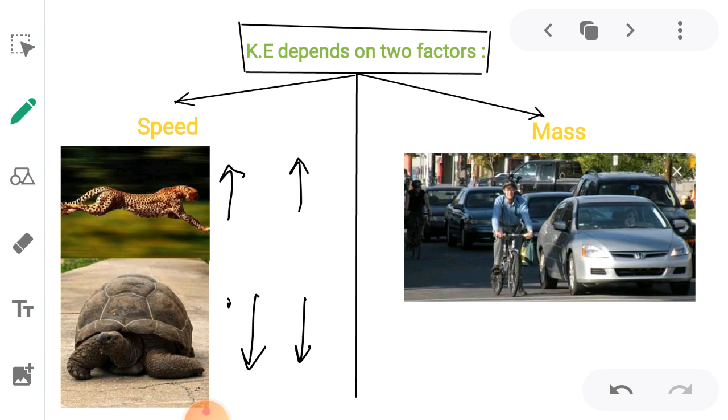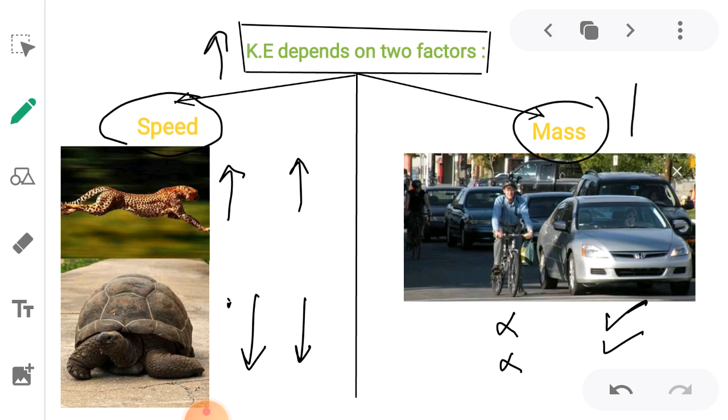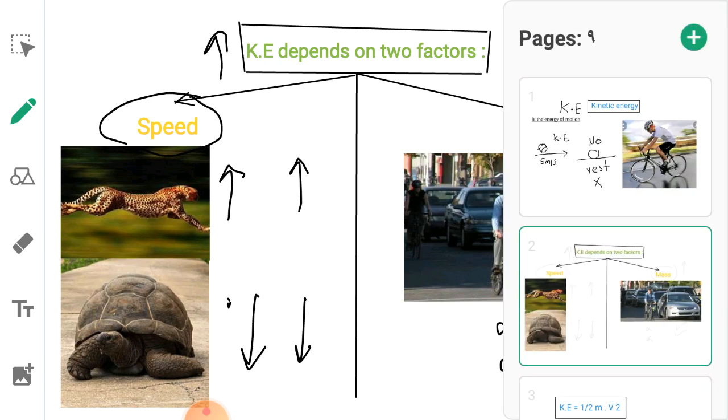What about the second factor? It is the mass. If I have two boys here, both riding with the same speed, but one is riding a bike and the other is riding a car, which one contains more kinetic energy? Actually, the one that has more mass. The more mass, the more kinetic energy. The less mass, the less kinetic energy. So the two factors kinetic energy depends on are speed, as you increase speed there's more kinetic energy, and mass, as you have larger mass, you contain more kinetic energy.